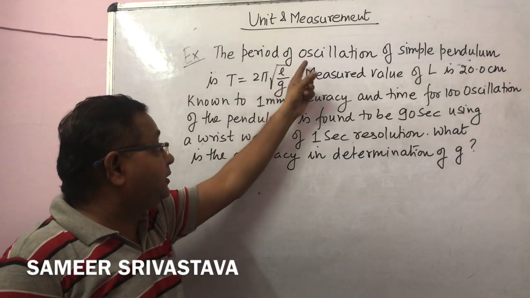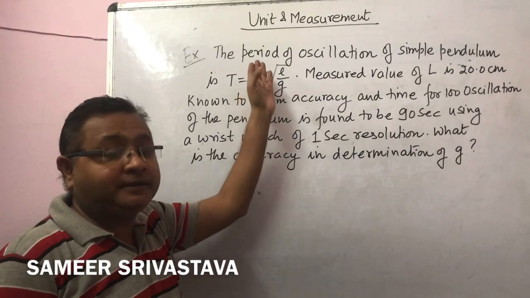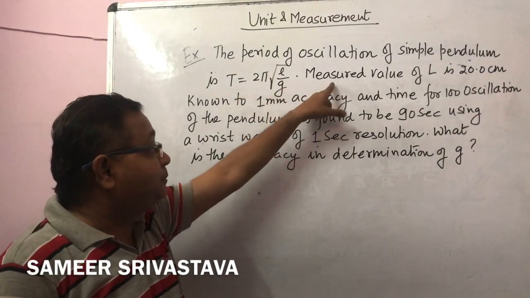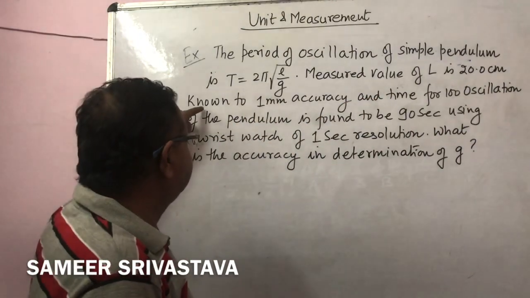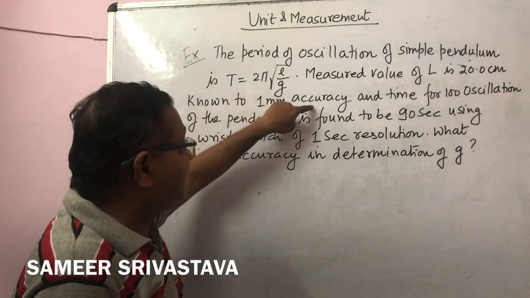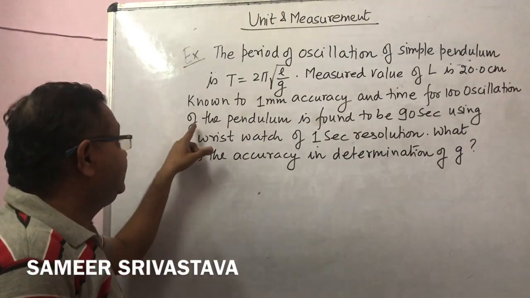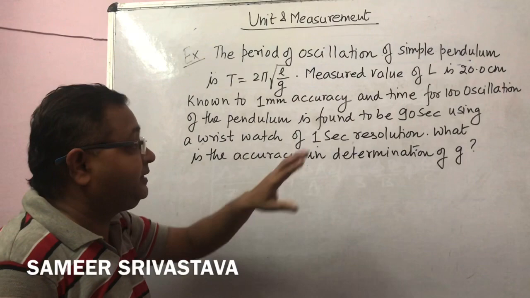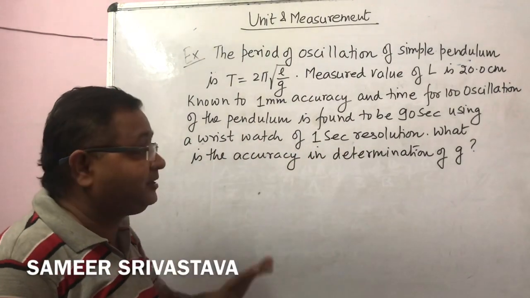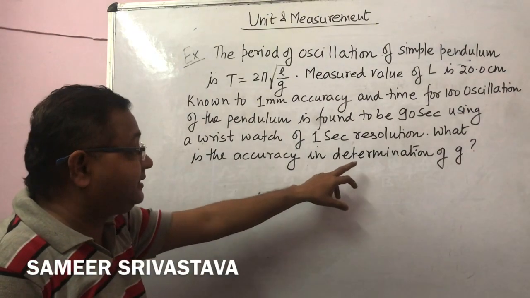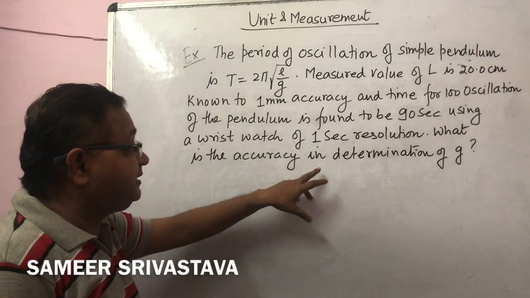The period of oscillation of a simple pendulum is expressed by T is equal to 2 pi under root L by G. The measured value of length L is 20 centimeter, known to 1 millimeter accuracy, and the time of 100 oscillations of the pendulum is found to be 90 seconds using a wristwatch of 1 second resolution. What is the accuracy in the determination of G? Okay, here we have to find the accuracy in the determination of G.